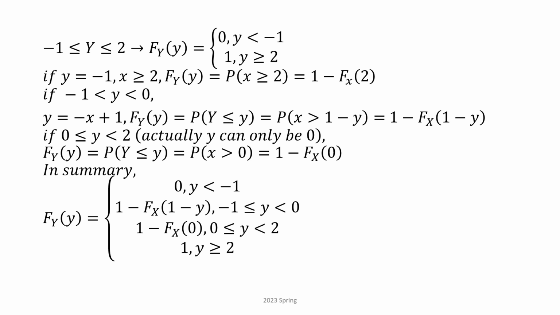In summary, big Fy equals 0 if y is less than negative 1, and it equals 1 minus big Fx(1 minus y) for y greater than or equal to negative 1 and less than 0, and it equals 1 minus big Fx(0) for y greater than or equal to 0 and less than 2, and it equals 1 for y greater than or equal to 2.